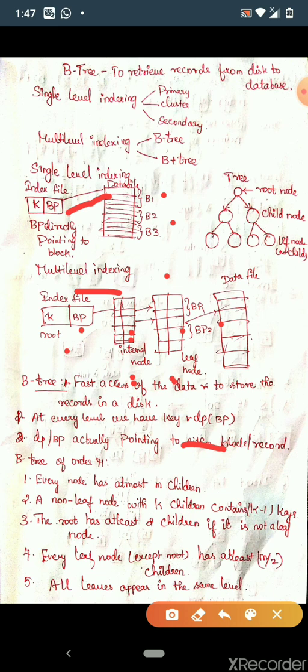So now let's see what happens with the B tree of order m. Every node has at most m children. A non-leaf node with k children contains k minus 1 keys. The root has 2 children if it is not a leaf node. Every non-leaf node except root has at least m by 2 children. All leaves appear on the same level.